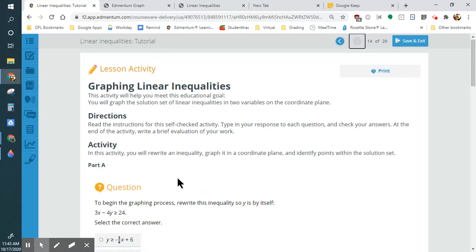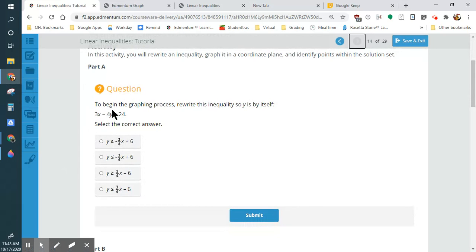All right, so let's do this. We're going to begin the process of graphing this. So rewrite the inequality, so y by itself. I'm actually curious if it'll do this. Well, actually, no, there's no reason. You guys are smart. You guys know how to do this. So we're going to rewrite that.